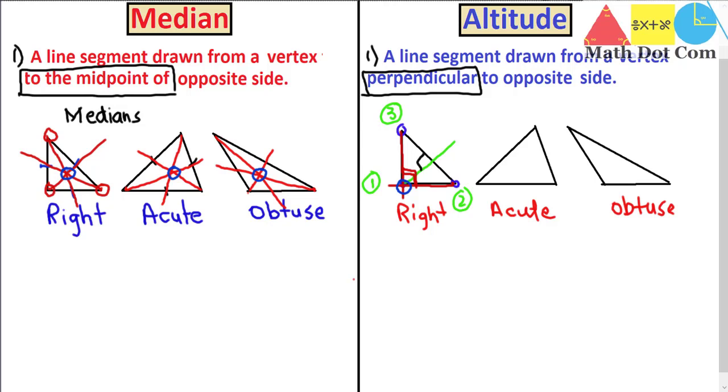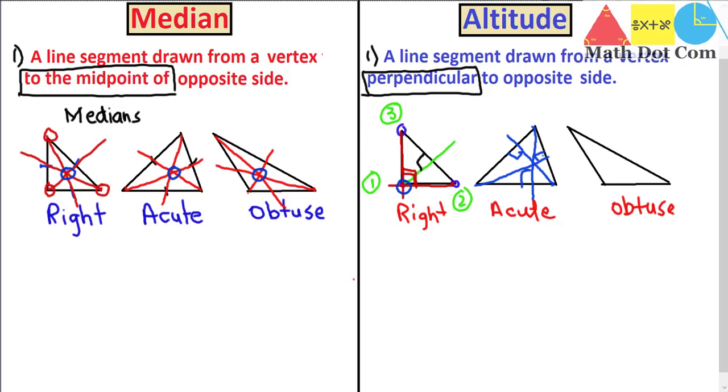Now in case of acute triangle, again we have to draw the perpendiculars on the opposite side. So if I draw from this vertex, it will be like this, as it is making 90 degrees with the opposite side. Then I have to draw from this line and this will be 90 degrees on the opposite side, and same is the case if I draw like this, so it will be 90 degrees again.